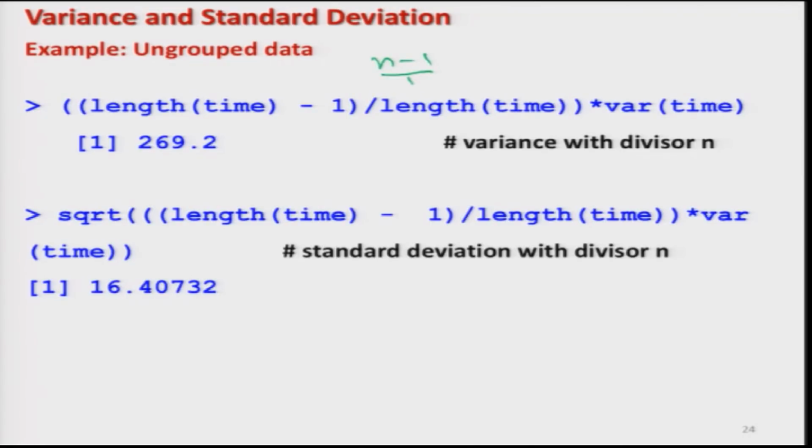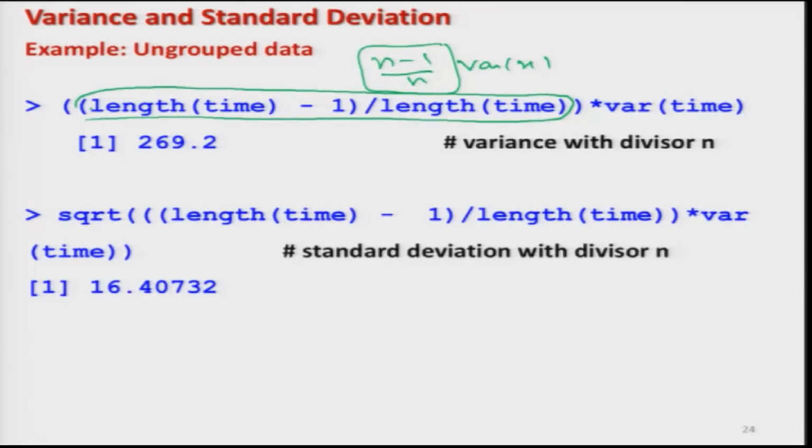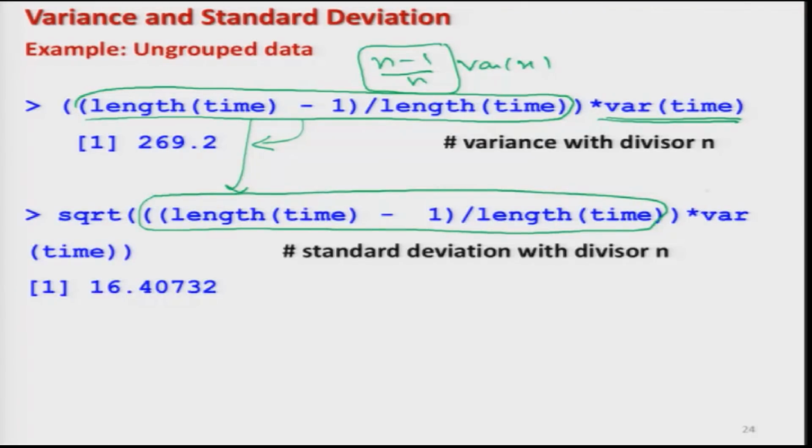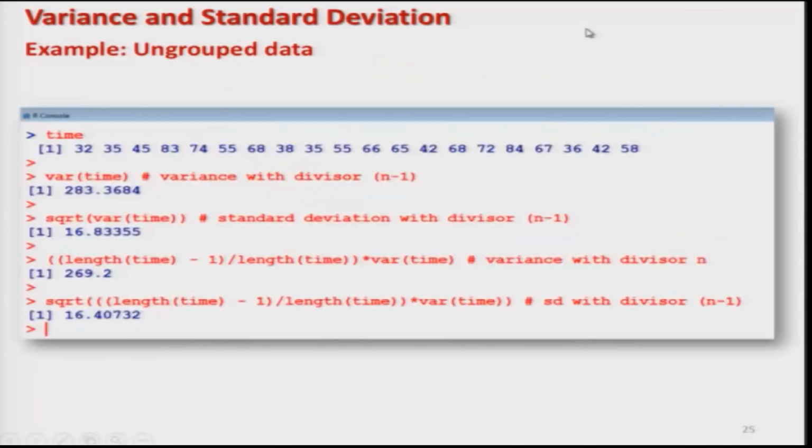Similarly, if you want the variance or standard deviation with the divisor n, then we have learned that we need to multiply the variance with the factor n minus 1 upon n, where n is the length of the data vector. So, I simply multiply by n minus 1 upon n the variance that we obtained earlier, and I get the value of variance with divisor n. Similarly, if I take the square root of this value, I get the standard deviation based on the divisor n. So, you can see that it is not difficult to get the variance or standard deviation on the given set of data, and here is the screenshot which I will show you.